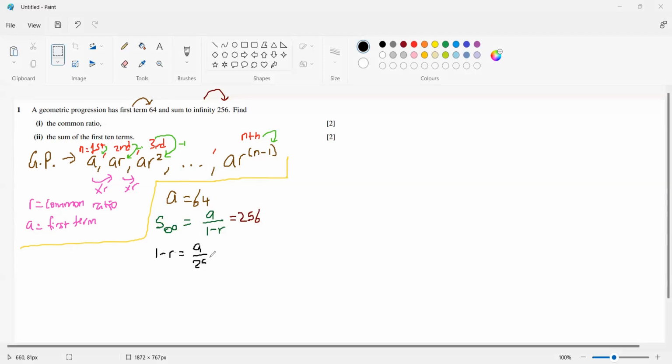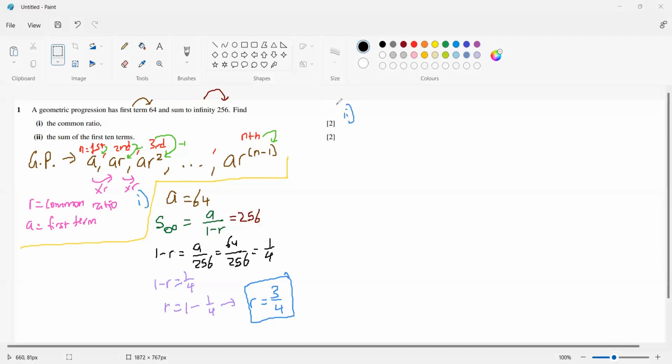Rewriting, A over 256 is 64 over 256. Putting it in a calculator, 64 over 256 would be 1 over 4. So 1 minus R is 1 over 4, and we can solve this to see that R is 1 minus 1 over 4. Finally we have the answer for the first part, which is R is 3 over 4, the common ratio.